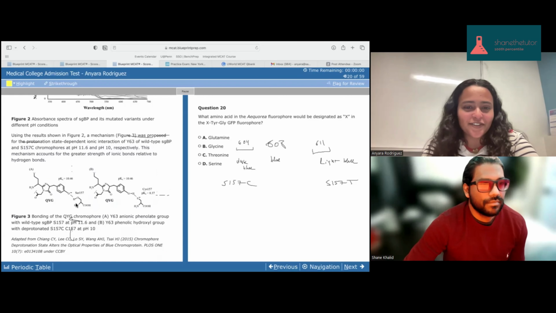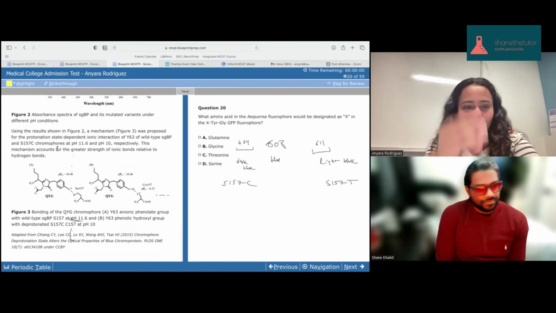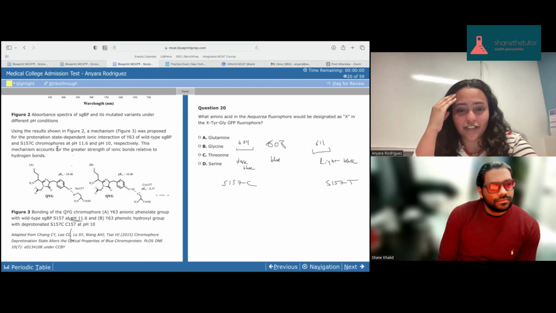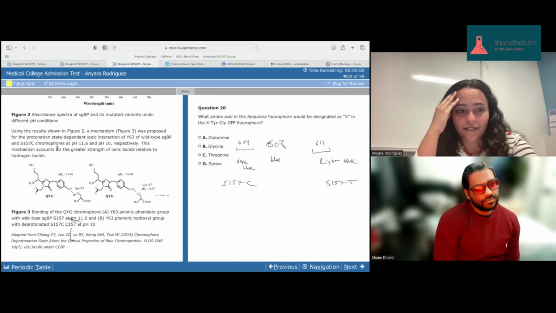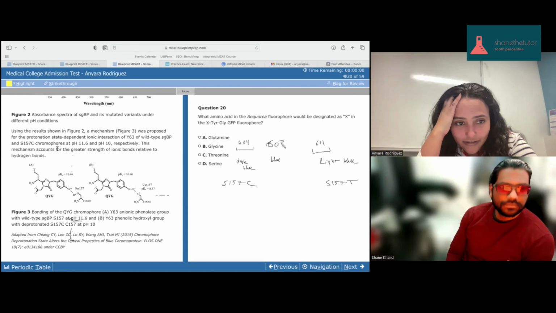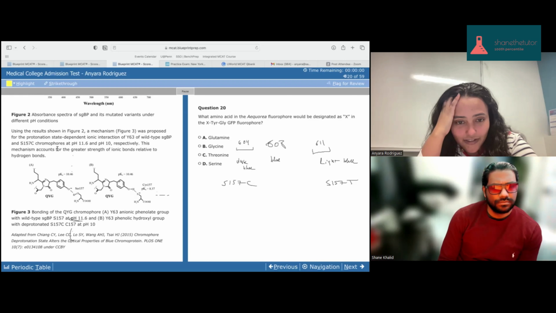Using the results shown in figure 2, a mechanism, figure 3, was proposed for the protonation state-dependent ionic interaction of Y63 of wild type SGBP and S157C chromophores at pH 11.6 and pH 10, respectively. This mechanism accounts for the greater strength of ionic bonds relative to hydrogen bonds.